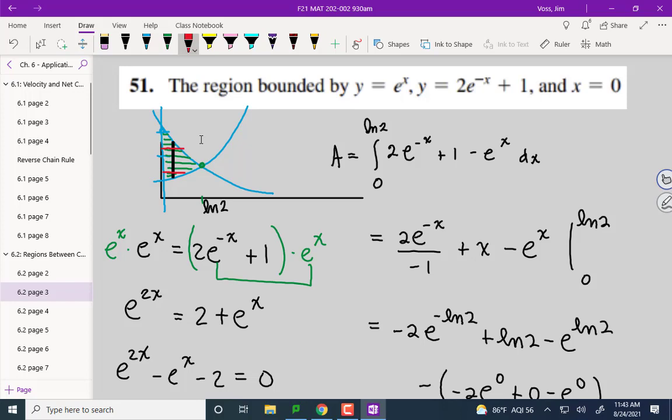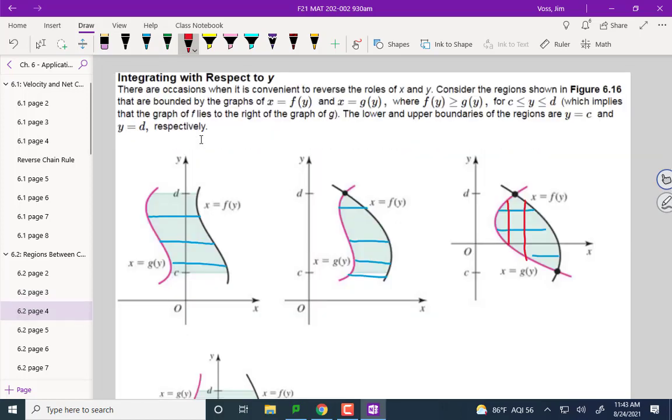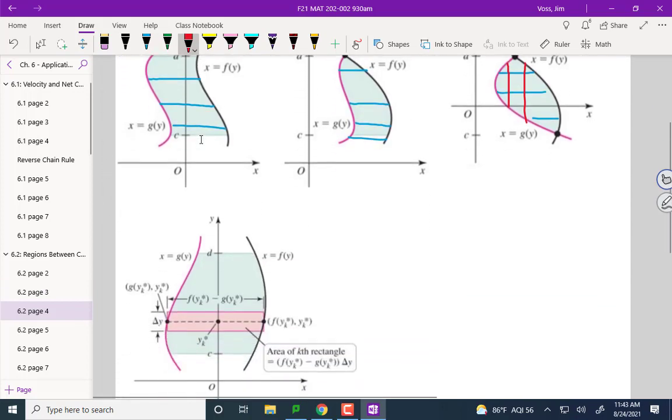Now, it would be possible to subdivide this right there, and you could integrate and find this upper area and this lower area and add them together. Absolutely, you could do that. But we would like to integrate as simply as possible. So if it's vertically simple, integrate with respect to x. And if it's horizontally simple, we'll integrate with respect to y.